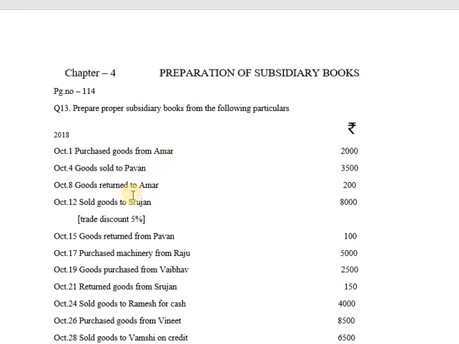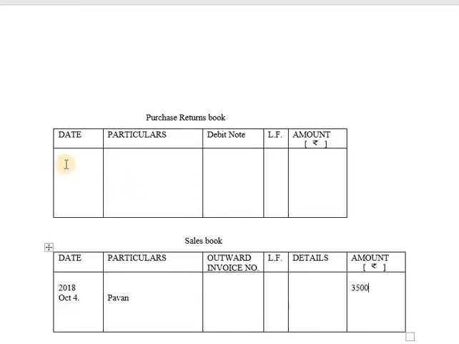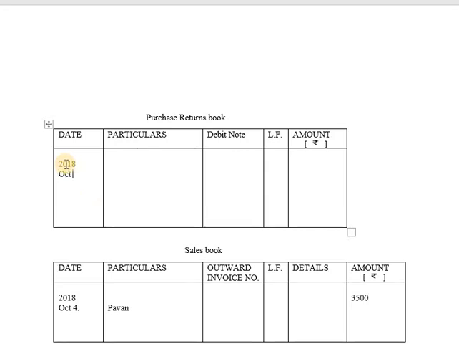Now we are returning goods to Amar. It means that this is a transaction of purchase return. So this will be recorded in purchase returns book. Date will be taken as 2018 October 8. In particulars, you will be writing Amar and amount is taken as 200 rupees. So the date will be taken as 2018 October 8. You are returning goods to Amar, so you will be writing the name of Amar here, and you are returning goods worth rupees 200. So 200 will be recorded in the amount column.